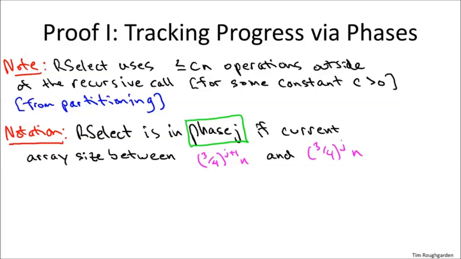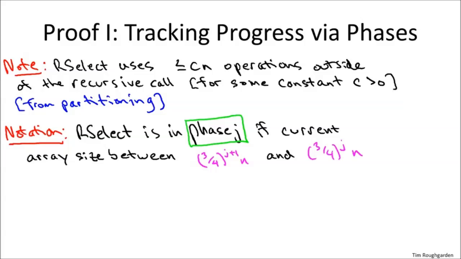For example, think about the case where j equals 0. That says phase 0 recursive calls operate on arrays with size between n, that's the length of the original input array, and 75% of n. So certainly the outermost recursive call is going to be in phase 0 because the input array has size n. And then, depending on the choice of the pivot, you may or may not get out of phase 0 in the next recursive call. If you choose a good pivot and you wind up recursing on something that has at most 75% of the original elements, you will no longer be in phase 0. If you recurse on something that has more than 75% of what you started with, then you're still going to be in phase 0 even in the second recursive call.